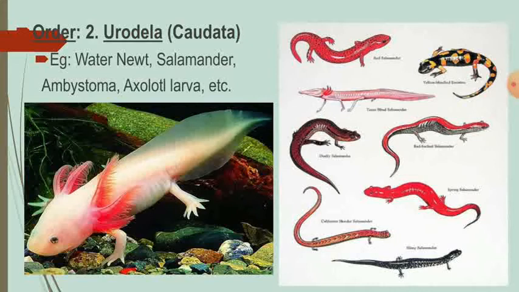When environmental conditions such as low temperature or lack of iodine in water inhibit the action of the thyroid gland, this axolotl larva becomes sexually mature and reproduces in the larval state. So due to the environmental conditions, it failed to metamorphose, and it sexually matures and reproduces in the larval state only. If the environmental conditions are changed, then it is capable of metamorphosis.